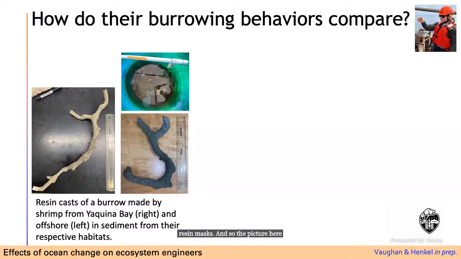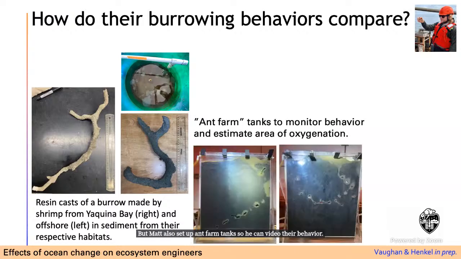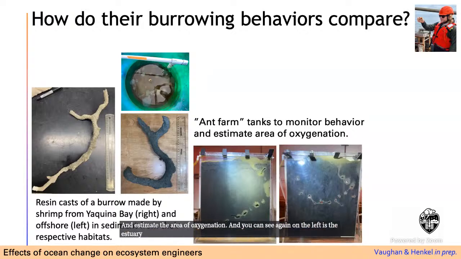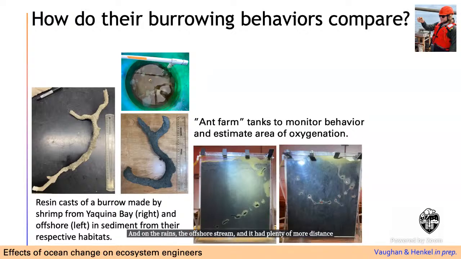And so pictured here on the left is a resin cast from an estuary shrimp, and on the right, an offshore shrimp. And you can see I made the ruler line up. The estuary shrimp burrow is much longer. And in fact, my first idea when I saw this picture was that it just hit the bottom and then went to the side. But Matt also set up ant farm tanks so he could video their behavior and estimate the area of oxygenation. And you can see again on the left is the estuary, and on the right is the offshore shrimp, and it had plenty more distance.